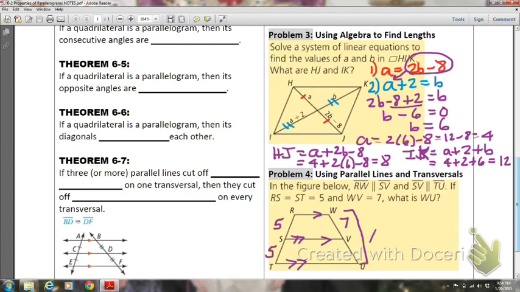So WU is what we're trying to find. So we need to know what VU is, because WU is going to be equal to WV plus VU. And from the last theorem that we had in this lesson, if three or more parallel lines cut off congruent segments on one transversal, so these are congruent on this side, the 5 and the 5 are congruent, that means that it has to cut off congruent segments on the other side as well. So that means that VU has to be equal to 7, because it's congruent to WV. So that means that it is 7 plus 7, which is 14 for the length of WU.